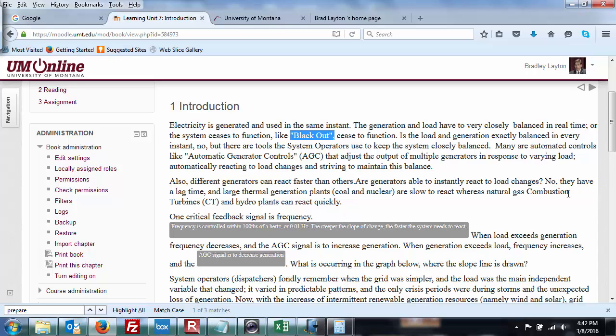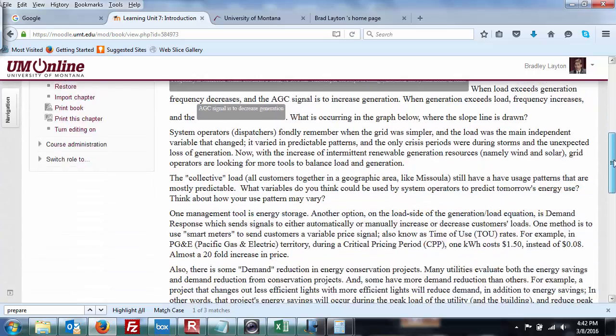And I'm just reading through this. Frequency is controlled to 1/100th of a hertz. The steeper the slope of the change, the faster the system needs to react. That makes sense. When load exceeds generation, frequency decreases, and the AGC signal is to increase generation. When generation exceeds load, frequency increases. That makes sense. And the AGC signal is to decrease generation. What is occurring on the graph below where the slope line is drawn?